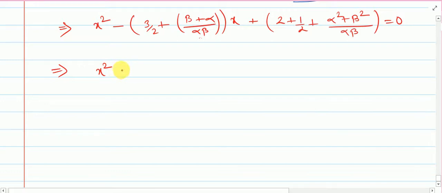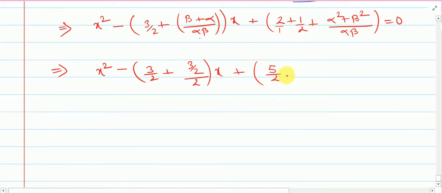x square minus 3 by 2, beta plus alpha you know it's 3 by 2, and for alpha into beta you know it's 2. Here this becomes, if you take LCM, LCM is 2, then 2 to the 4 plus 1 is 5, so 5 by 2 you are getting. Okay, and here for the denominator no problem, we know it's 2.